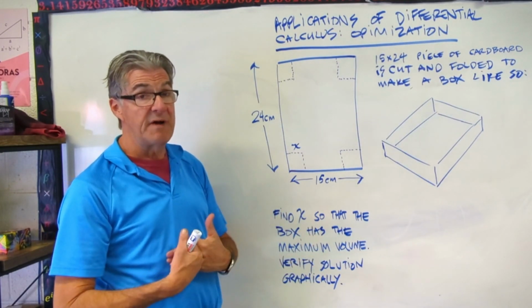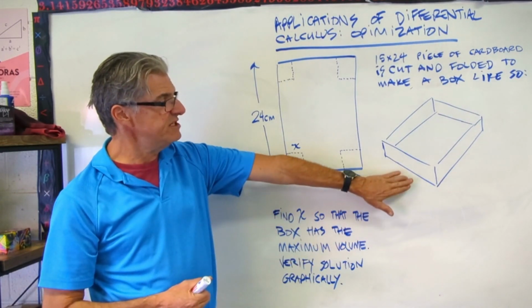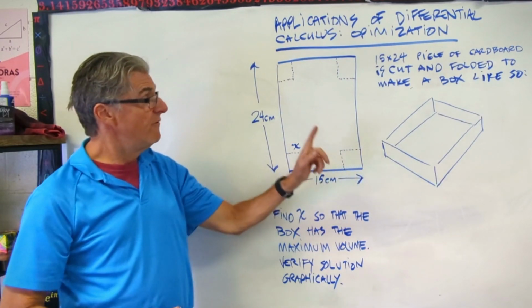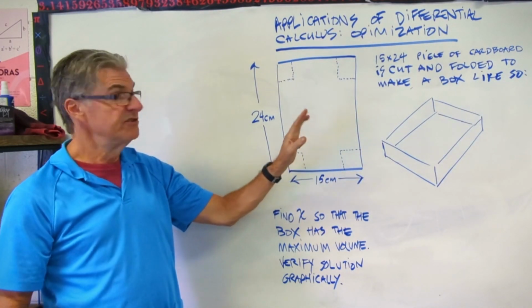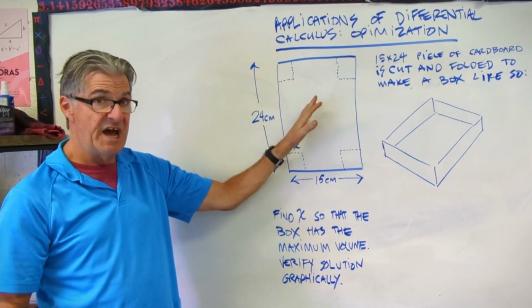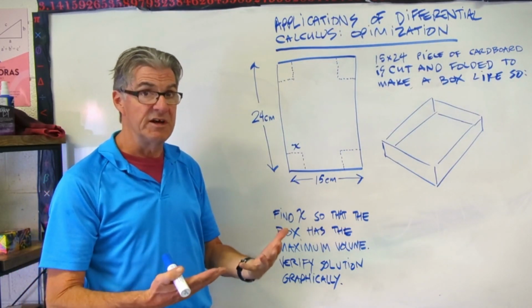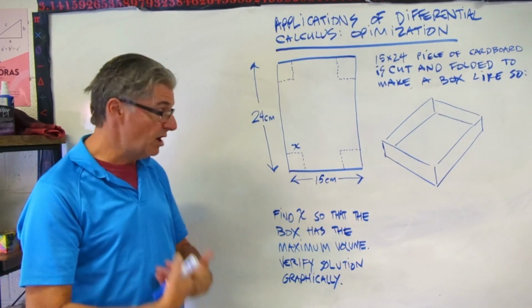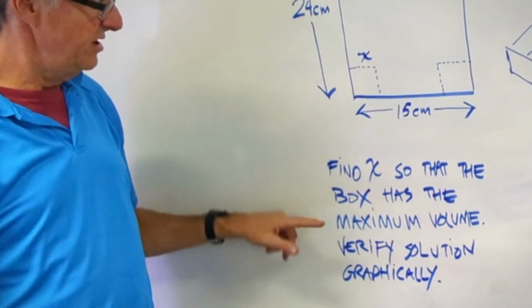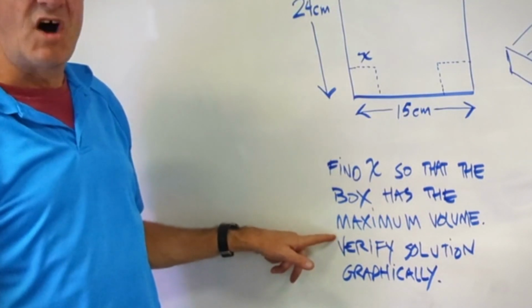Now, I started by saying it's an optimization problem. So what we want to optimize is the volume. We want this box to hold as much as possible for this limited resource. This is the piece of cardboard we have. We want it to hold the most volume. So here's a statement of that problem: find x so that the box has a maximum volume.